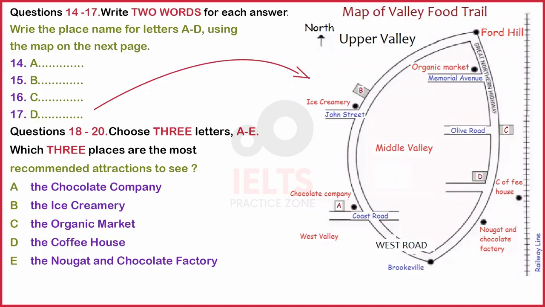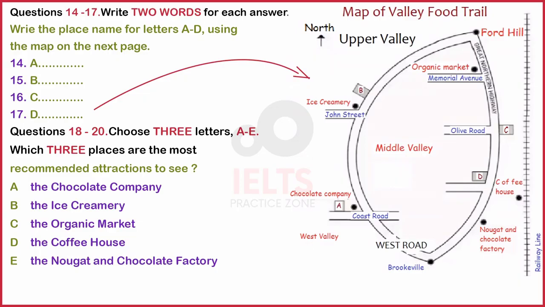Now, as I have said previously, if you only have a few hours to spare, there are several places that you shouldn't miss. The two chocolate places make equally nice chocolate, but the factory has the added bonus of nougat, unlike the company. Of course, everyone loves ice cream, especially unusual flavours such as coffee and nougat, so the ice creamery is definitely worth a visit.